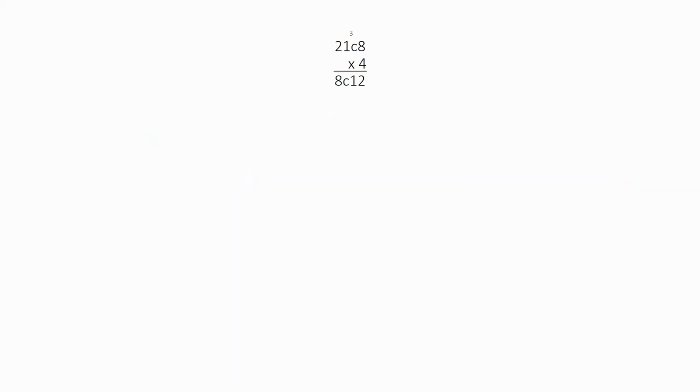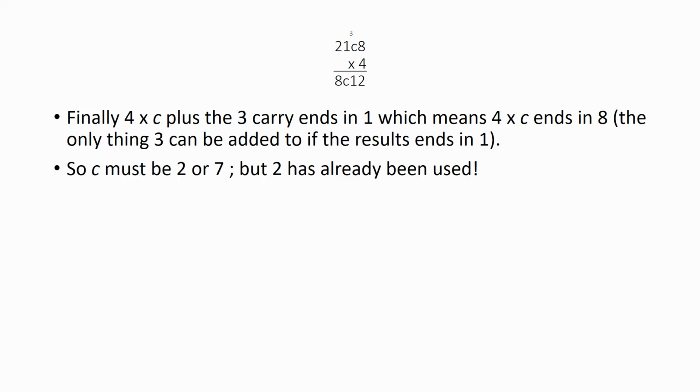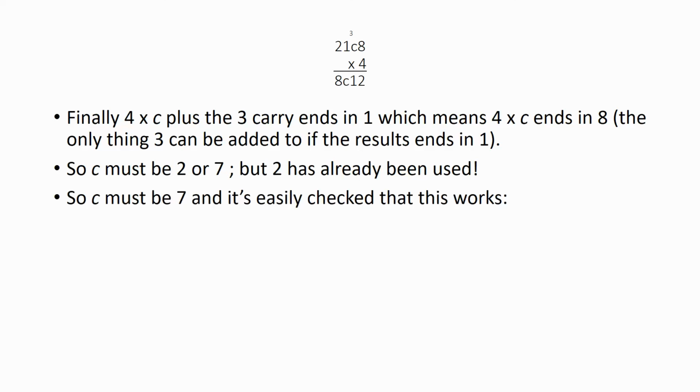So now our problem looks like this. And finally, looking at the tens place, 4 times C plus the 3 carry ends in a 1, which means 4 times C ends in 8. But if 4 times C ends in 8, C must be 2 or 7. We've already used 2, so C has to be 7. And we easily check that this works. So, mysterious as it was at the beginning, there's only one possible solution, and we've found it.